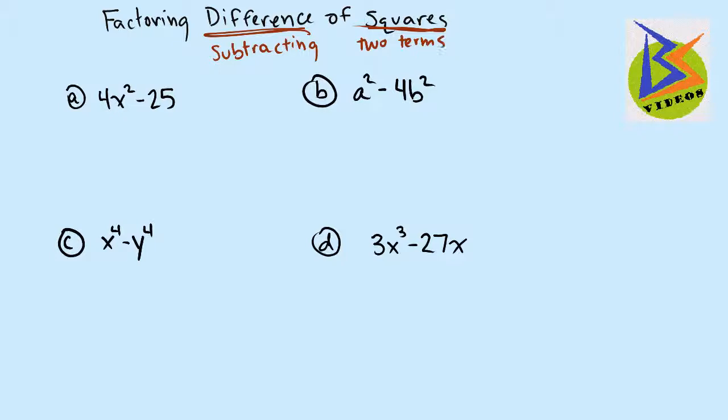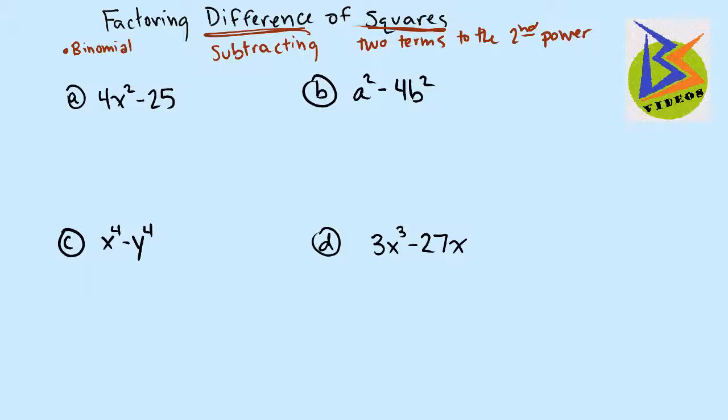So if there isn't subtraction, then we are not dealing with a difference of squares. And if we don't have two things that we can find the square root of with whole number factors, then we are not dealing with a difference of squares. Notice that if we have two terms, that makes it a binomial, so we are working with binomials. If it's not a binomial, then you probably need to do something else, like factor by grouping, or if it's a trinomial, you're going to be factoring your trinomial.